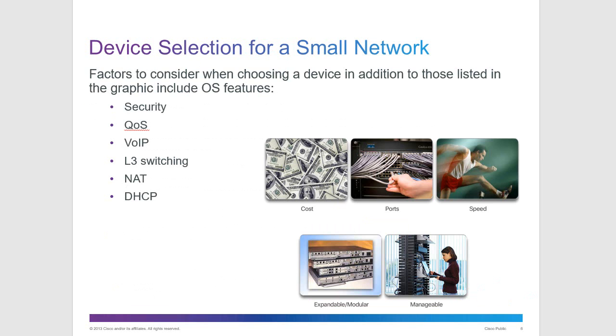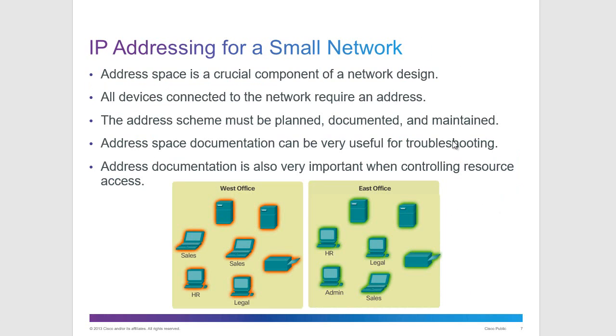Device selection for a small network is really about the same as for a large network. You want security, quality of service. Do you need voice over IP support? Do you have a need for a layer 3 switch? Network address translation and DHCP. Of course, whatever type of network you're going to design, cost is going to be a factor. Speed, ports available, how manageable is it, how expandable is it. So these are things we've touched on a bit as we've gone through the course.